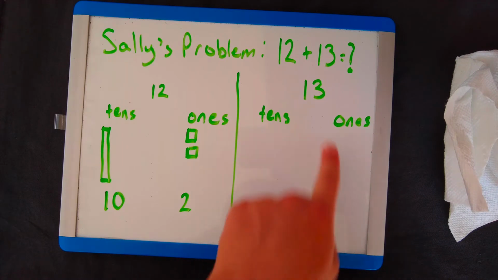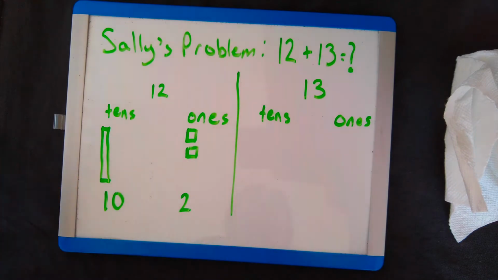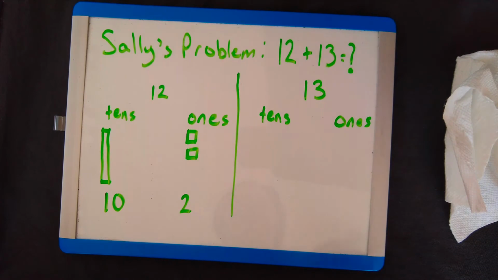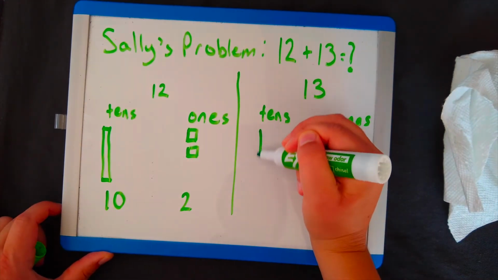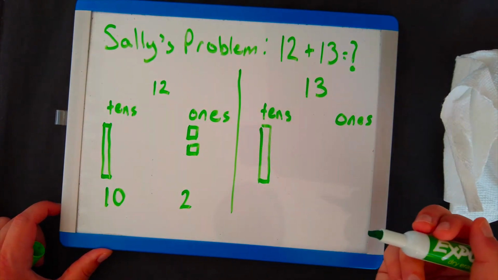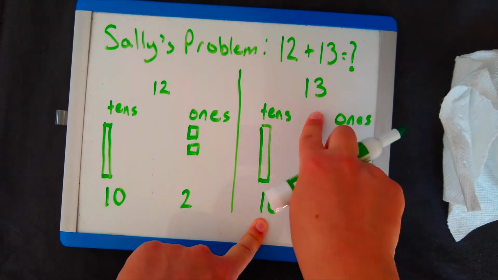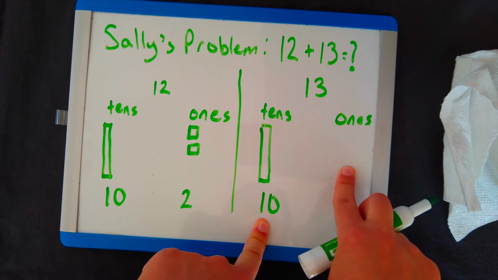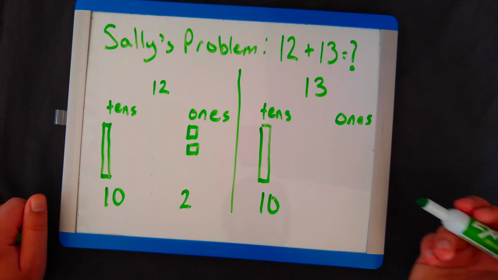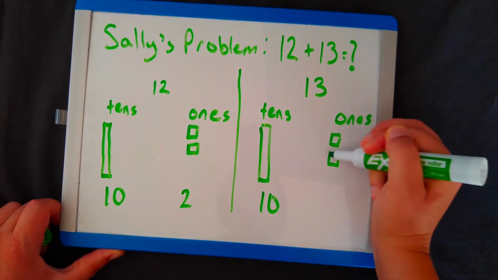Now we need to break 13 into groups of 10s and 1s. How many groups of 10 is in the number 13? That's right, just 1. So I will draw one rectangle. And now one group of 10 is equal to 10. So now we have 10, but we need 13. So how many 1s do we need from 10 to get to 13? That's right, we only need 3. So I will draw 3 squares. 1, 2, 3.